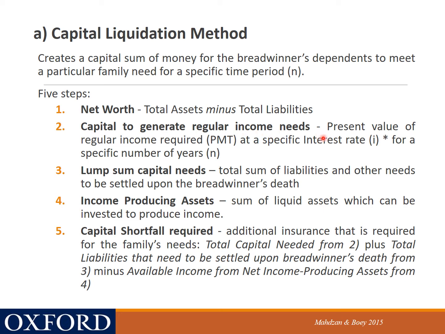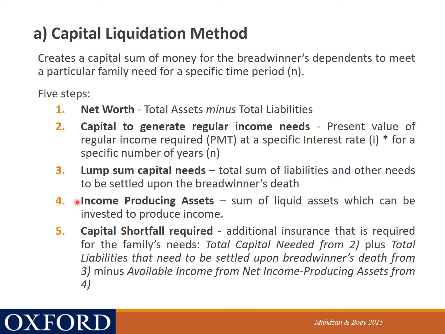So this is something like what we did under the human life value method, whereby we will take the present value of regular income required, or the PMT, the annuities, at a specific interest rate I for a specific number of years N. And then we would compute the lump sum capital needs. So for example, maybe the insured has some liabilities like a housing loan or car loan and other needs to be settled upon the breadwinner's death.